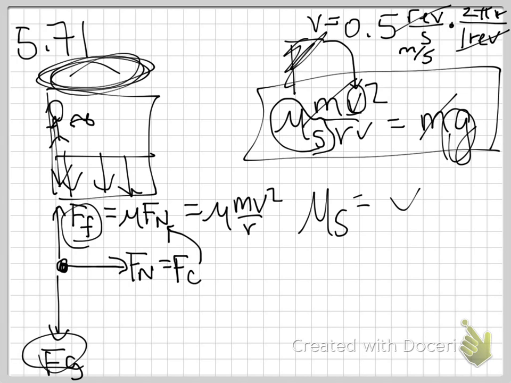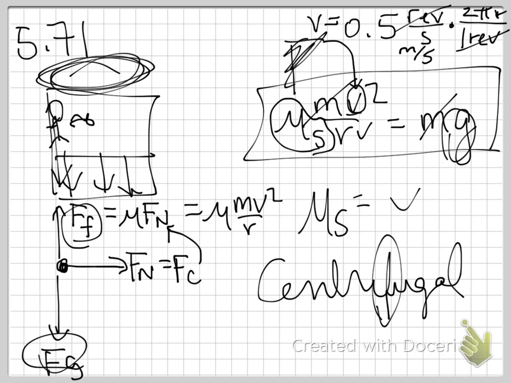All right, the next part: people on this ride say they were pressed against the wall. Is there really an outward force pressing them against the wall? No, that's just silly. That's an imaginary force called the centrifugal force, F. That's imaginary or fictitious. All right, fictitious, I like that word better. Fictitious. It's really just inertia.